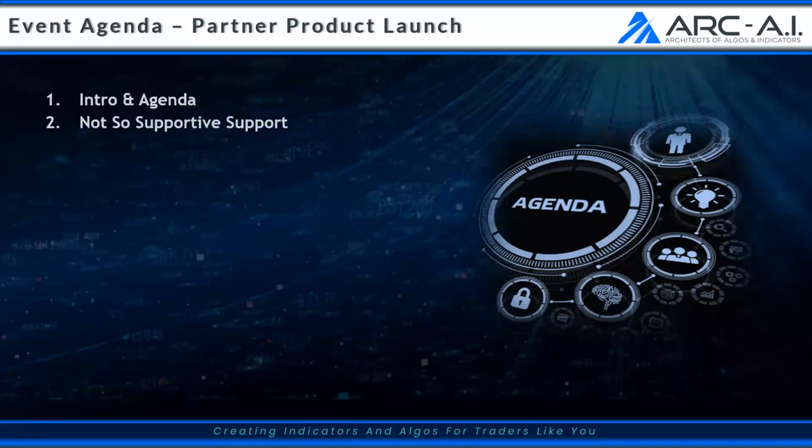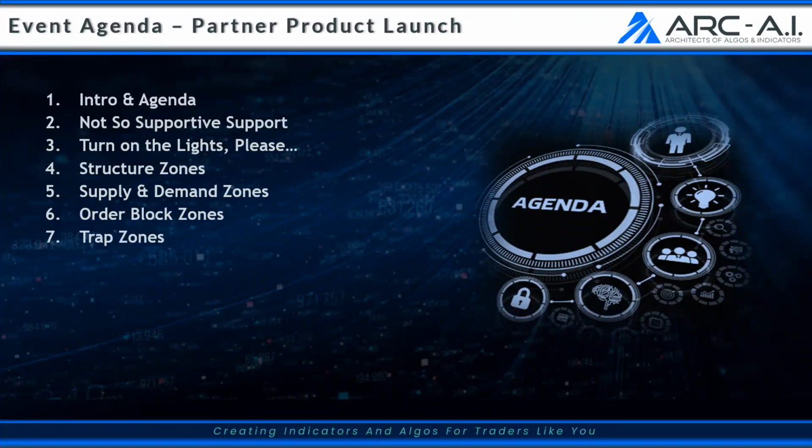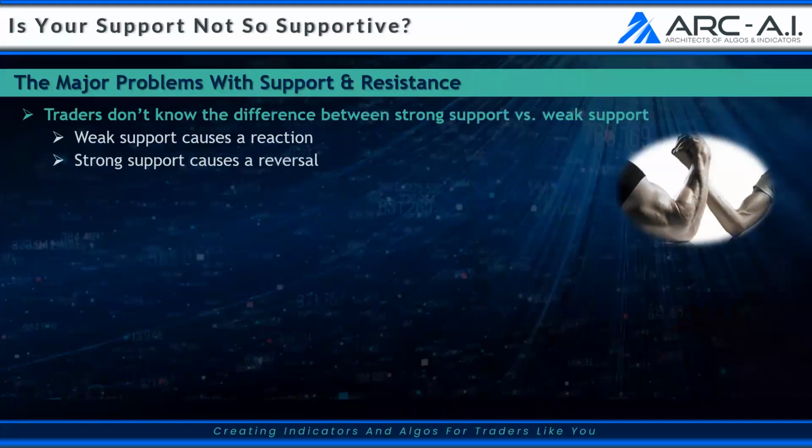So just a quick agenda. We've already done our intro. We'll talk about not so supportive support, how to turn the lights on, structure zones, and supply and demand zones. Mostly we're going to be looking at structure zones today, but we'll touch briefly on some of these other zones that are available in this tool because it really does quite a bit. And then all-in-one automated support and resistance. Of course, a lot of chart time. We're going to spend a lot of time on the charts today. So buckle up. Here we go.